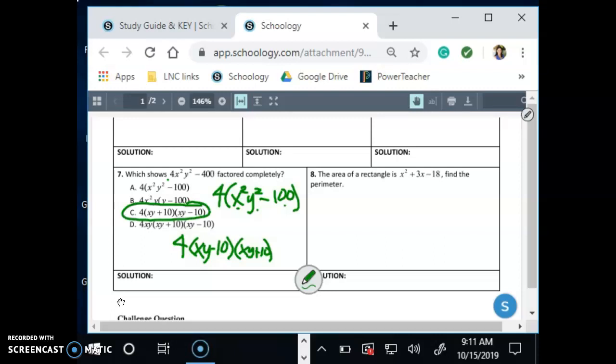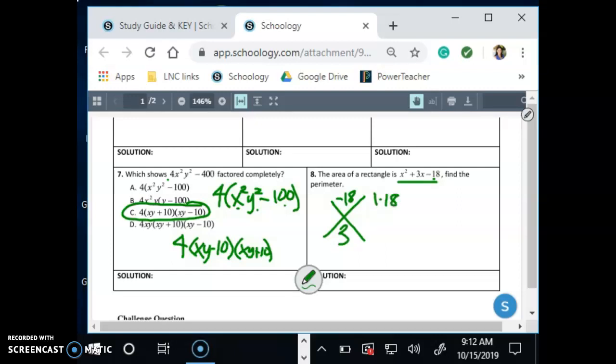Alright, number 8. The area of a rectangle is x squared plus 3x minus 18. Find the perimeter. So anytime you see a trinomial on your study guide, most likely your teacher wants you to factor it. So how do we factor a trinomial? We're going to use the box. So negative 18 goes on top, 3 goes on bottom, and now we need to find factors of 18.